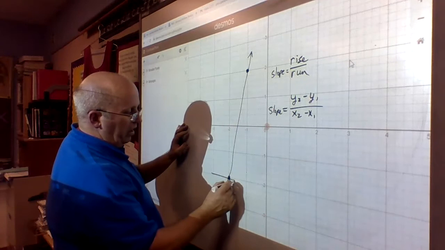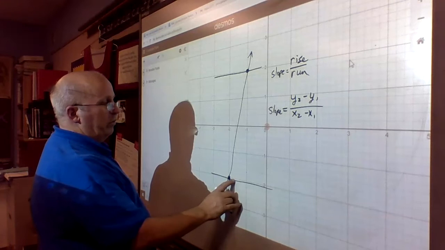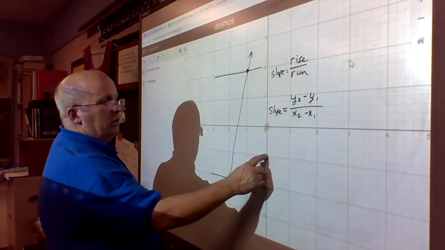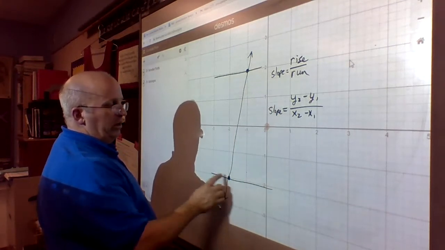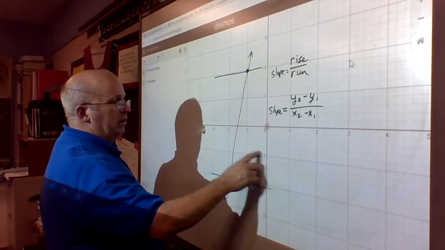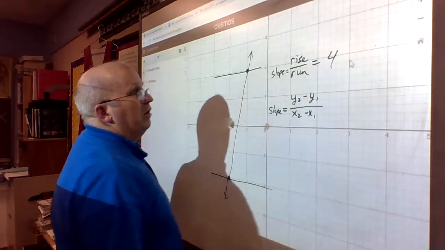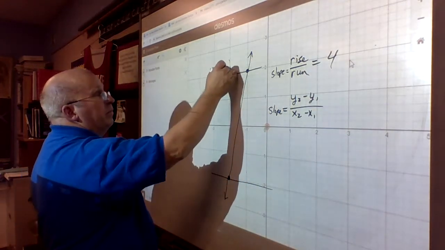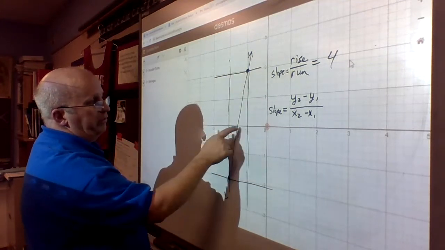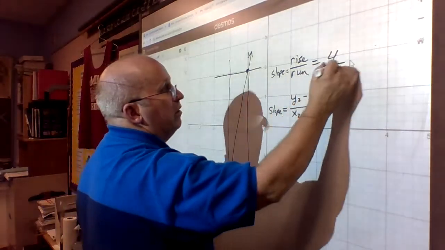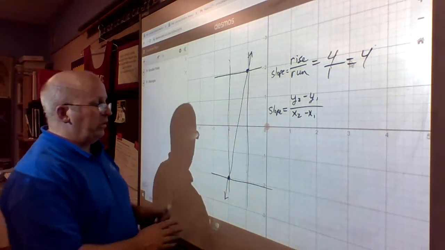To get from this dot all the way up to this dot, how far do I have to rise? 1, 2, 3, 4, right? Starting down here, I have to rise 4 levels. And how far do I have to run to get from here over to here? I'm going from -2 to -1. That's a run of 1, isn't it? And so that's a slope of 4. Okay, let's do it the other method.